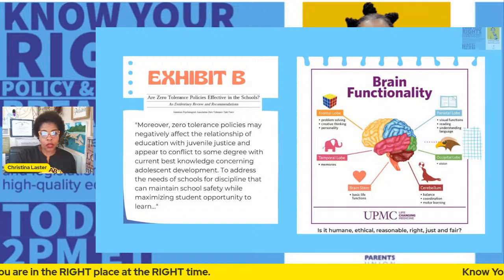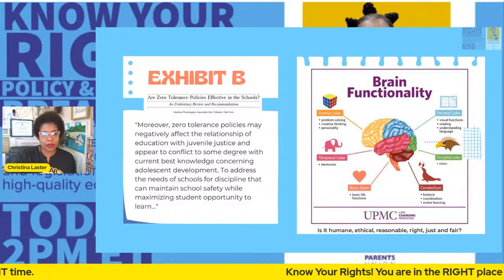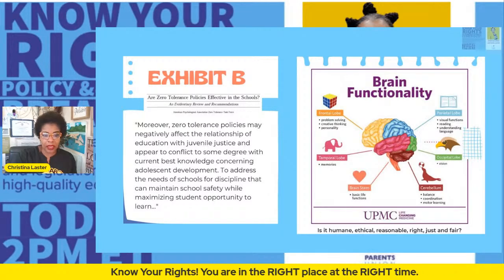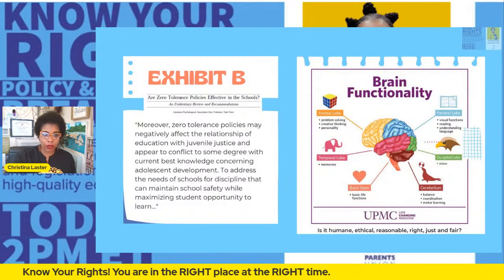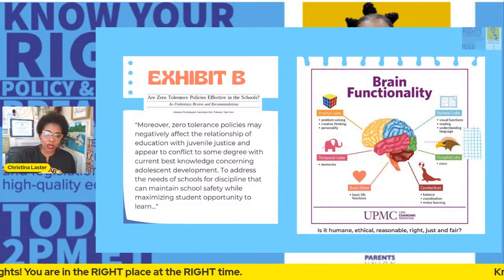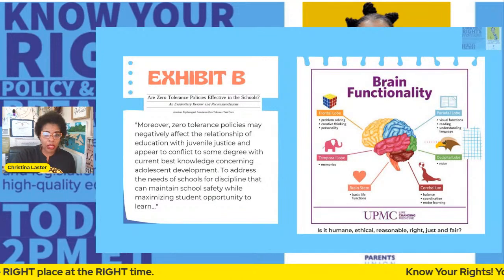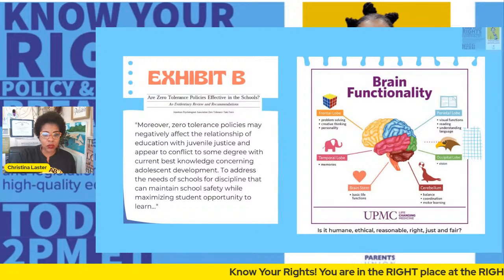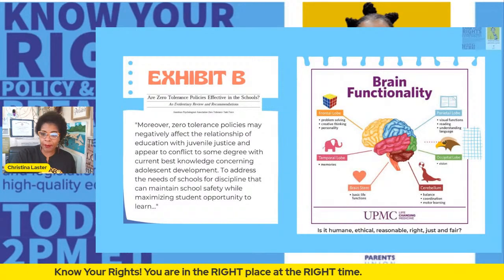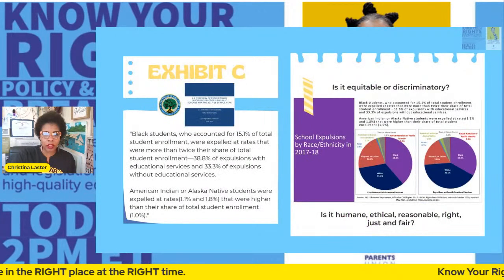Okay. So here we have, moreover, zero tolerance policies may negatively affect the relationship of education with juvenile justice and appear to conflict to some degree with current best knowledge concerning adolescent development. To address the needs of schools for discipline that can maintain school safety while maximizing student opportunity to learn. And I put that information in the chat. You definitely go check it out. Let's go on to the next one.